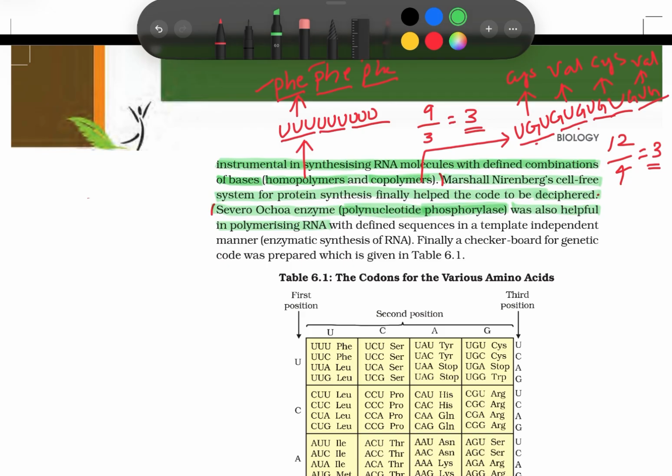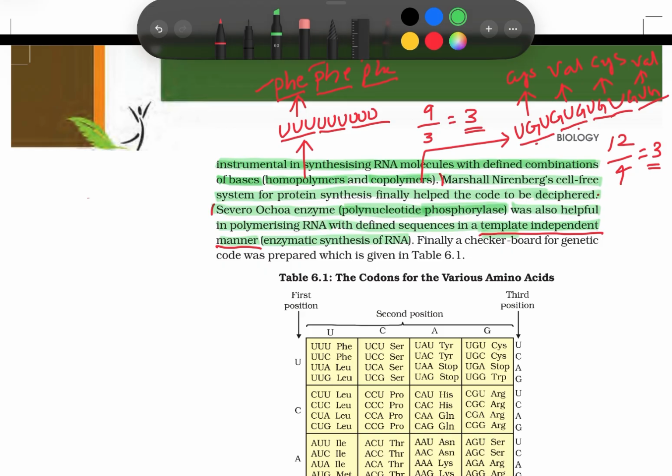First, RNA synthesis is needed for protein synthesis, no? So, he polymerized the RNA with defined sequences in a template-independent manner. Without using the DNA template, he synthesized RNA by using the enzyme polynucleotide phosphorylase. So this RNA synthesis is mainly based on the enzyme. It is not based on the DNA. So this is also called enzymatic synthesis of RNA.